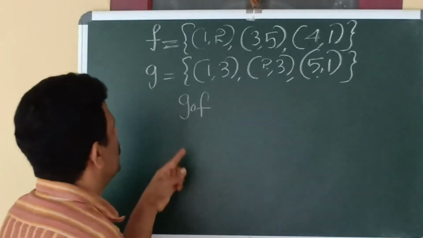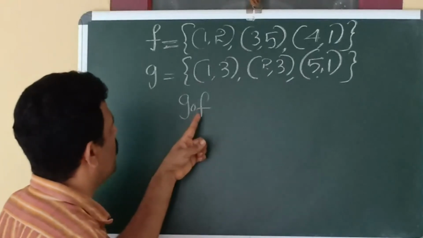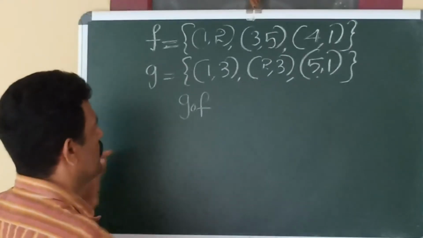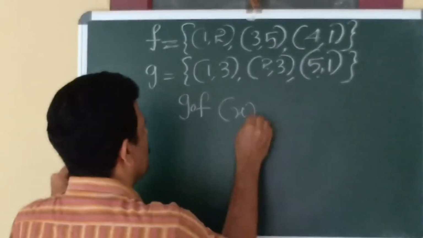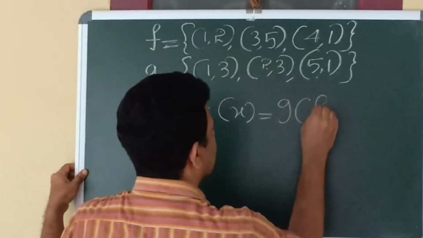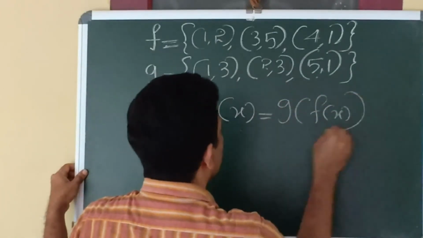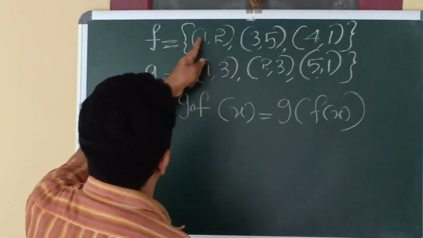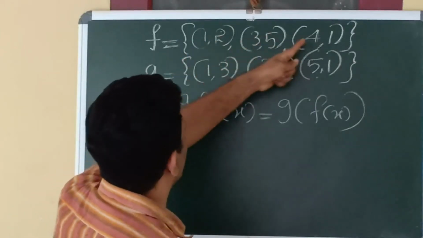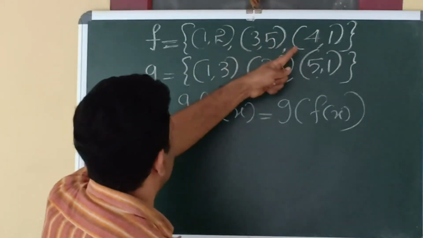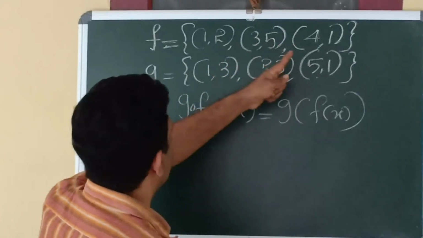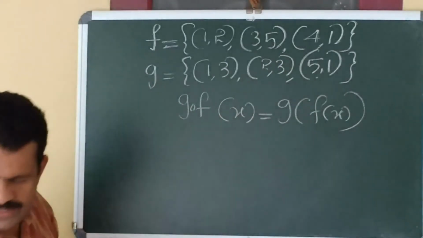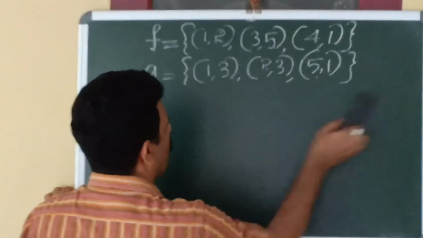Actually, this function is defined from the domain of f into the range of the function g. By our definition, g dot f of x is equal to g of f of x. Here we can see that f is from the set {1, 3, 4} to the set {2, 5, 1}. g is from the set {2, 5, 1} to the set {3, 1}. Therefore, first we have to determine g dot f of 1.